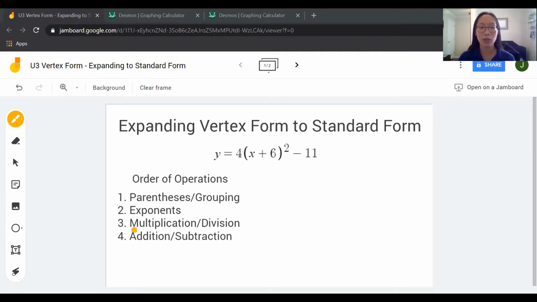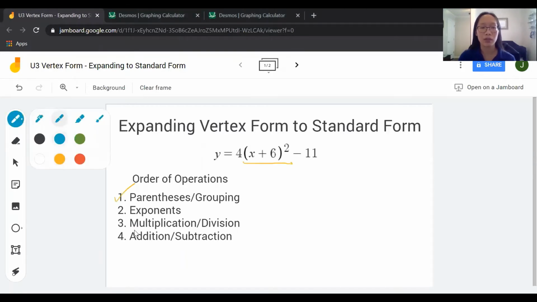First, we look for parentheses or groupings. We see we have parentheses here. Next, we're going to look for exponents, and we have them here, so that comes second. Third, we're going to look for multiplication or division, and we see we're multiplying here, so we're going to do that third. And then fourth, we're going to do any addition or subtraction.